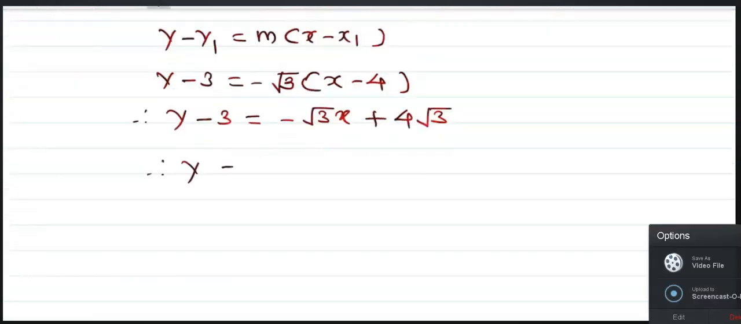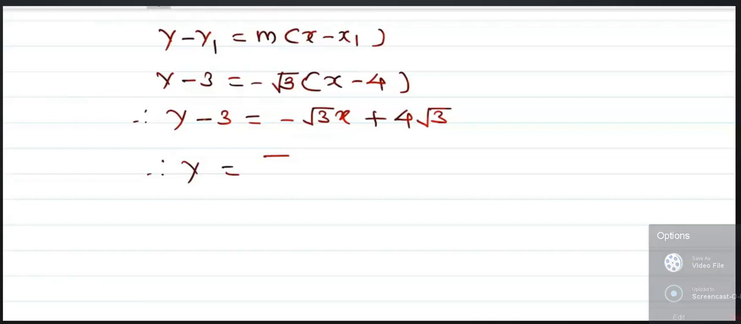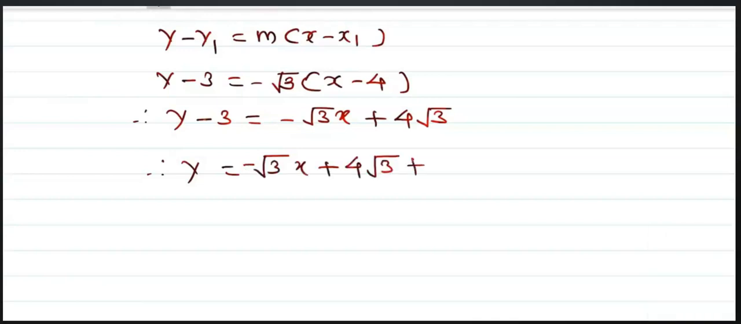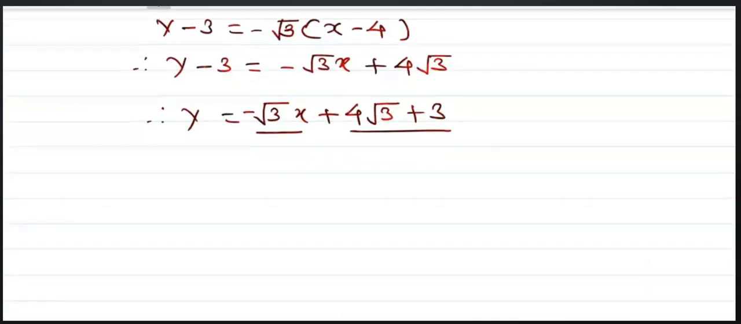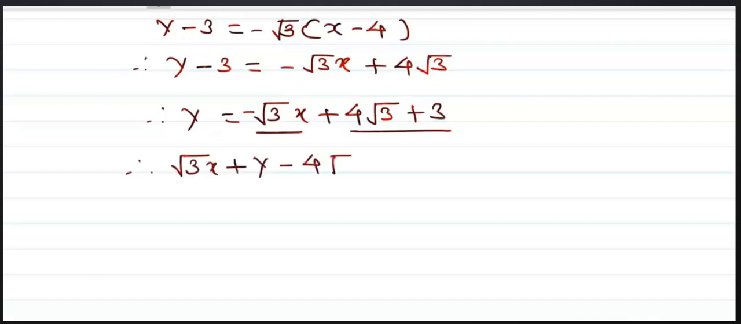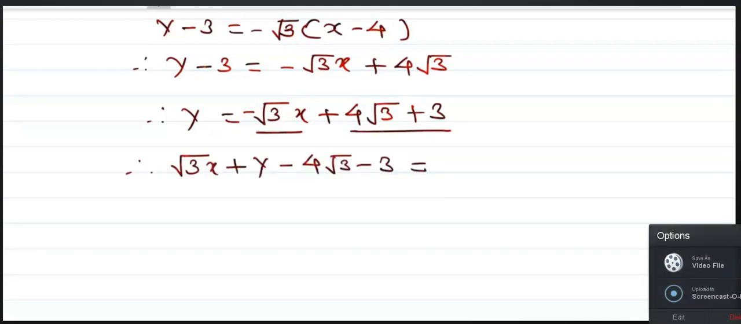This is the multiplication. Therefore, this is the equation of the line. And y is equal to mx plus c, or it is again written as root 3x plus y minus 4 root 3 minus 3 equals to 0.